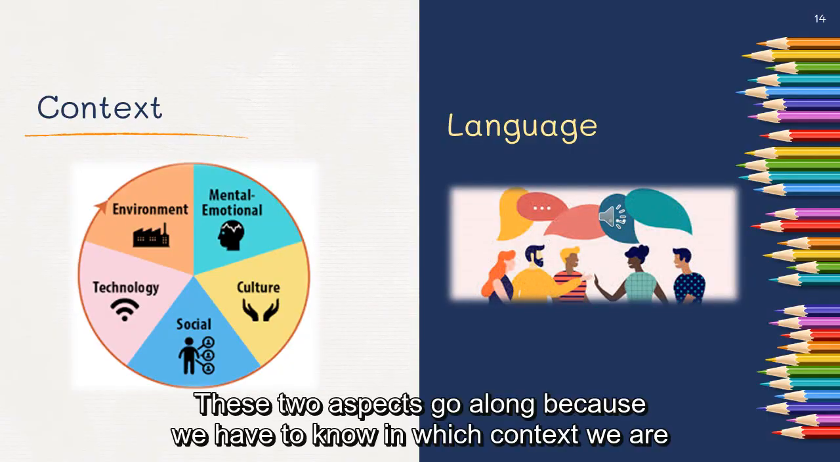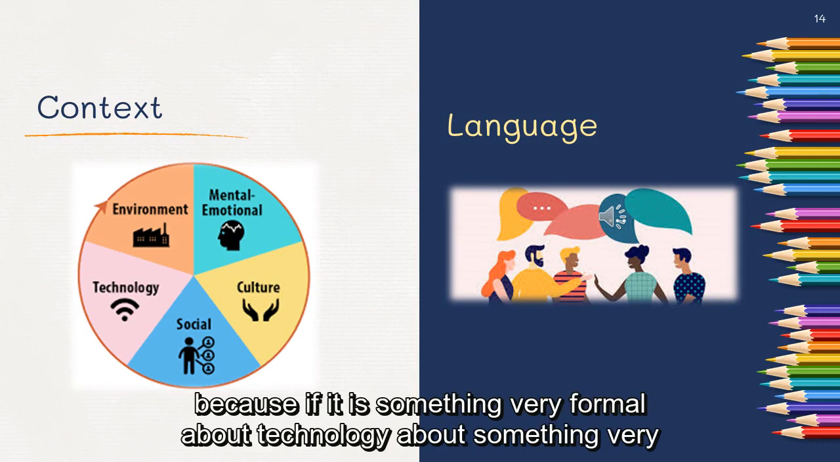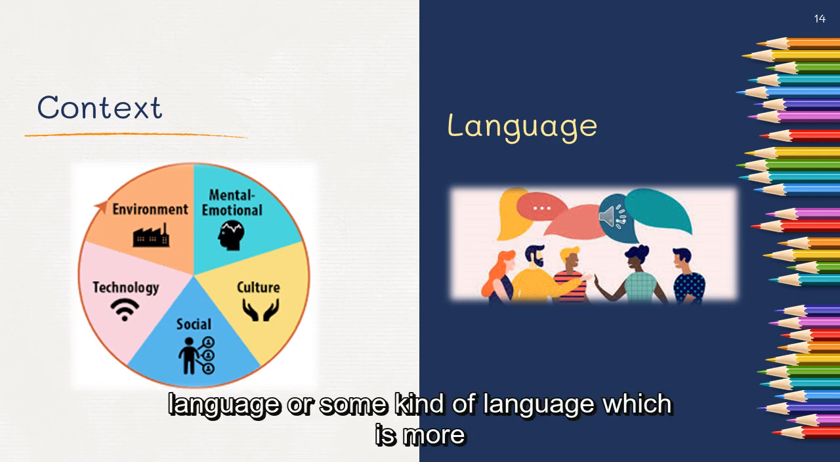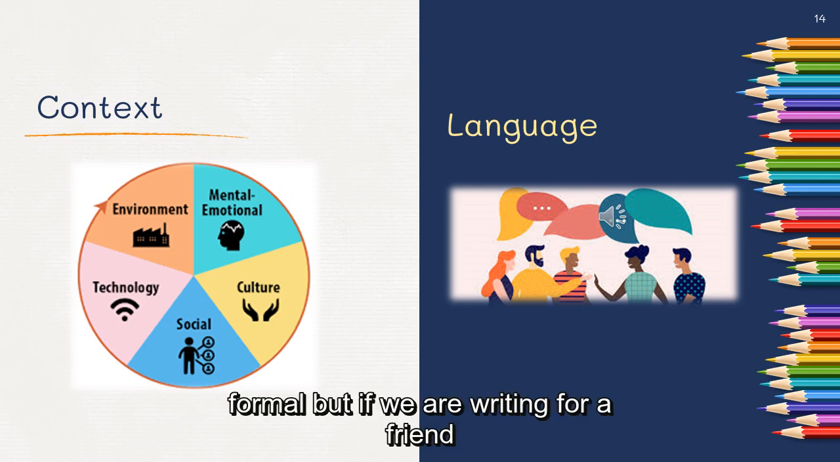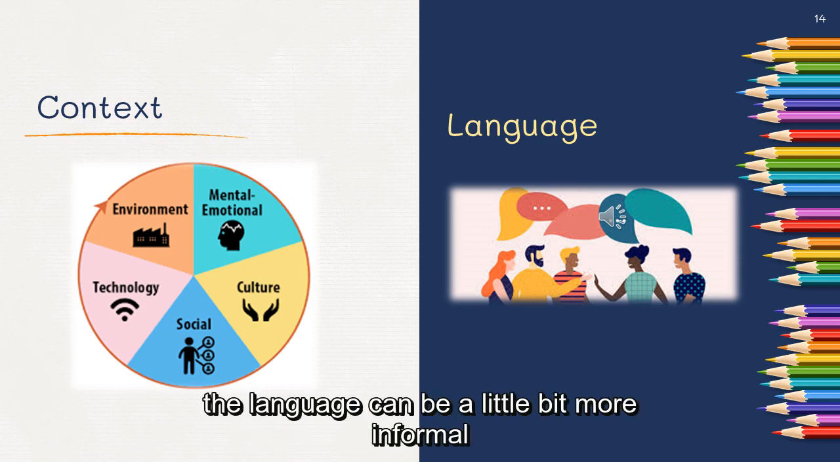These two aspects go along because we have to know in which context we are writing. Because if it is something very formal, about technology, about something very specific, we have to use a certain kind of language which is more formal. But if we are writing for a friend or a family member or our boyfriend or girlfriend, the language can be a little bit more informal.